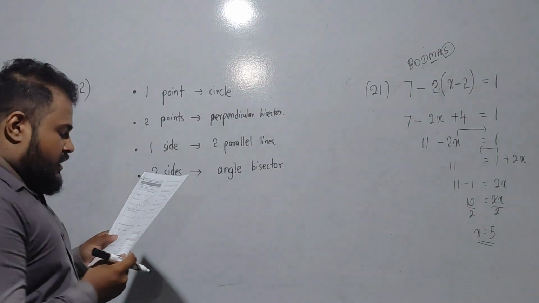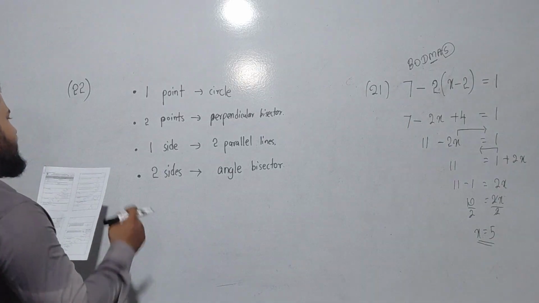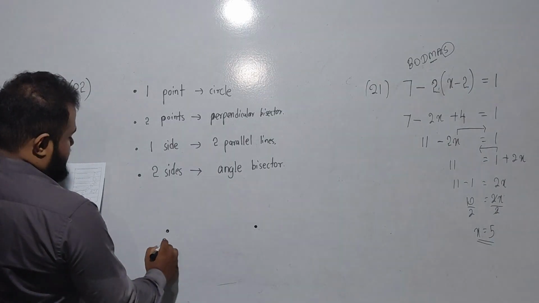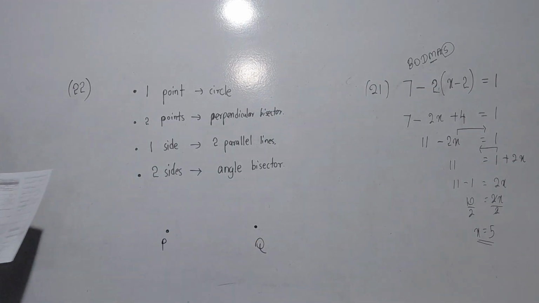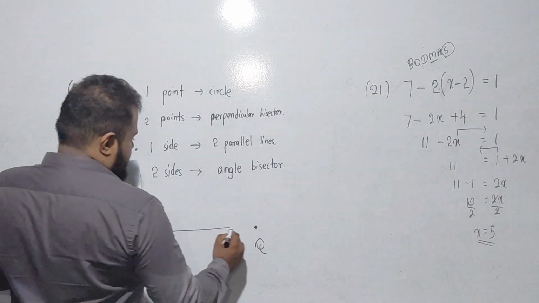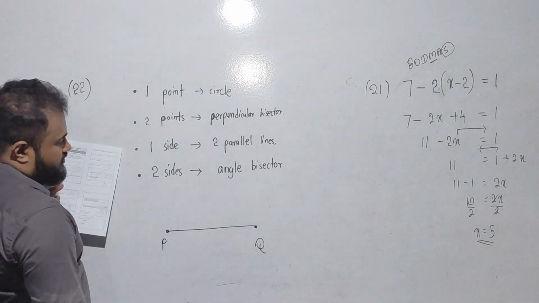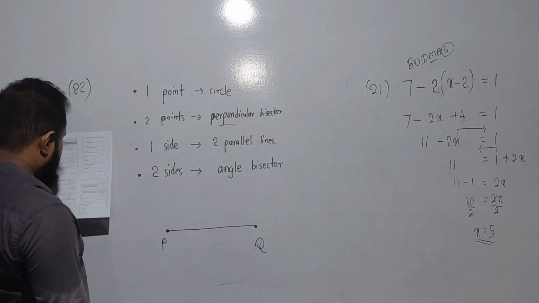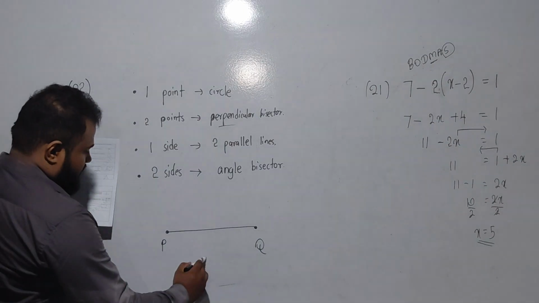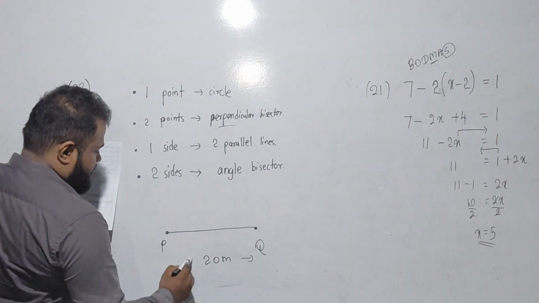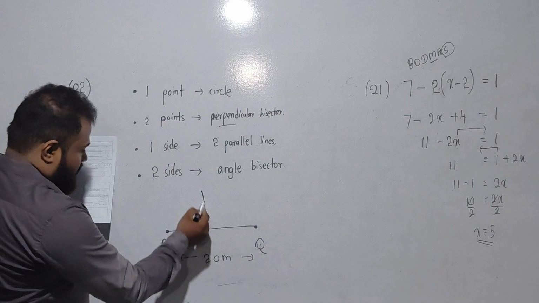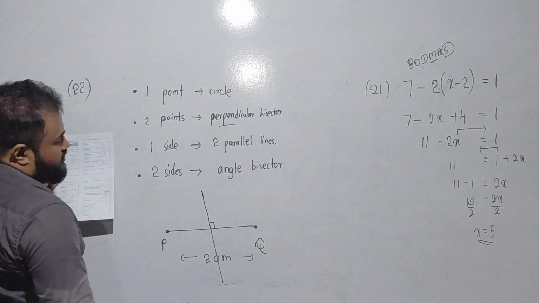Let's see. P and Q are 2 trees. In that, they have talked about 2 points. So, if they ask about the locus of a point, that should be definitely a perpendicular bisector. With a gap of 20 meters, that means the gap between these 2 trees is 20 meters. And a narrow road which is located equidistant to P and Q is given in the diagram. Here, they have given this as 90 degrees. So it's a perpendicular bisector.